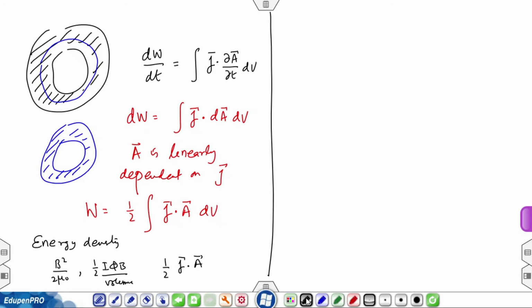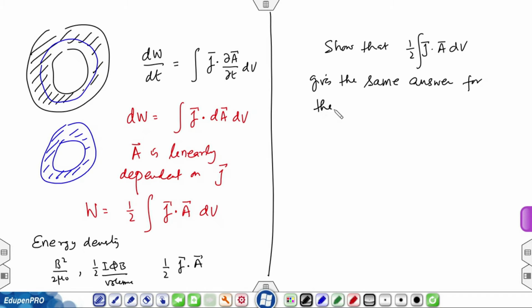What I would like you to do is show that 1/2 J dot A dV gives the same answer for the energy in different gauges for A.